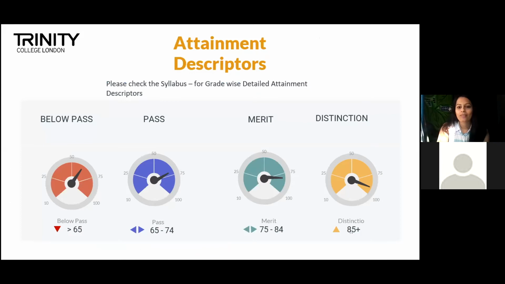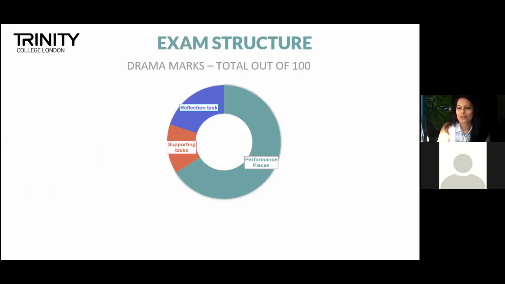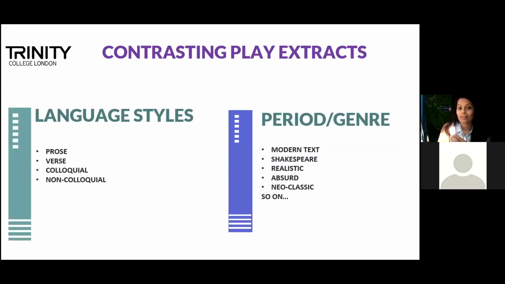So, coming to attainment descriptors, yes, we have distinction. 85 plus is distinction, 75 to 84 is merit, and 65 to 74 would be pass. Anything below that would be below pass. Now, let's get into exams. And of course, performance weighs heavier than all the supporting tasks and the reflection. Nevertheless, the reflection has to be very, very effective at grade 6, 7, and 8 stages.